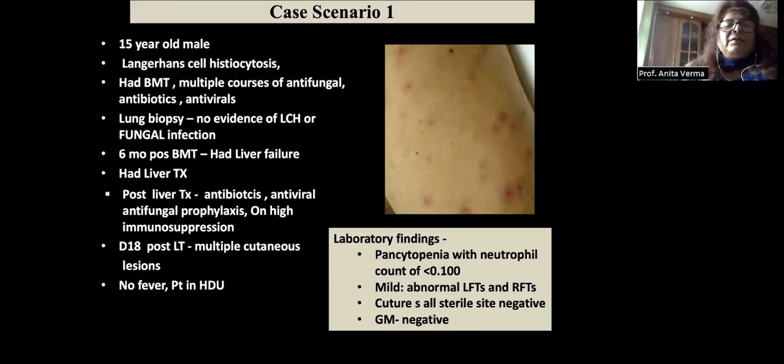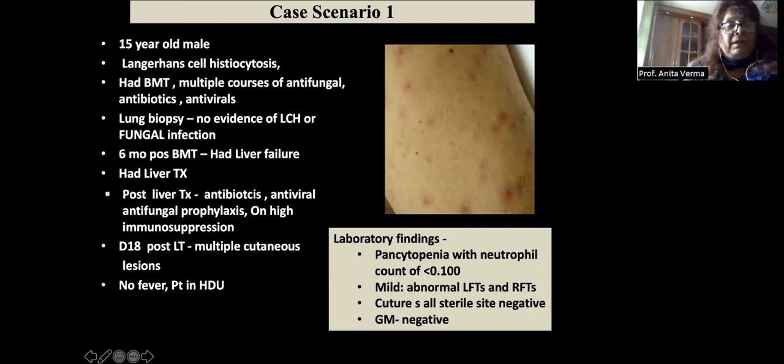Now, at the end, I would like to present two cases from our center. Case scenario one: this is a 15-year-old male who has Langerhans cell histiocytosis. He had BMT, and had multiple courses of antifungals, antibiotics, and antivirals.